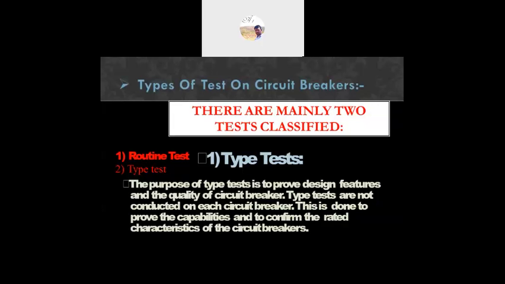The purpose of the test is to prove the design features and quality of the circuit breaker. Routine testing is mainly done during half-yearly, quarterly, or yearly maintenance. For vacuum circuit breakers or oil circuit breakers, it may be done on a monthly basis. Type tests are not conducted on each circuit breaker. They prove the capability and confirm the rated characteristics of the circuit breaker. Is it capable or not? That will be done.